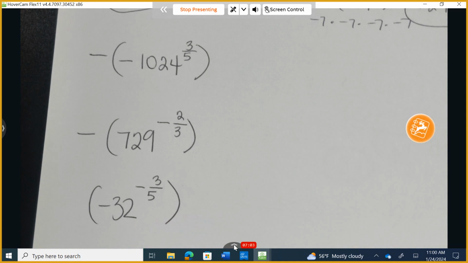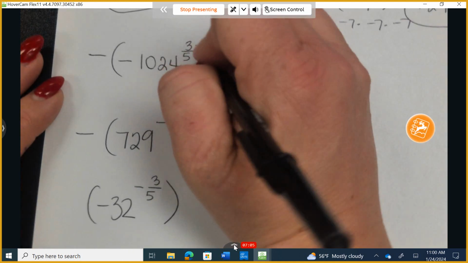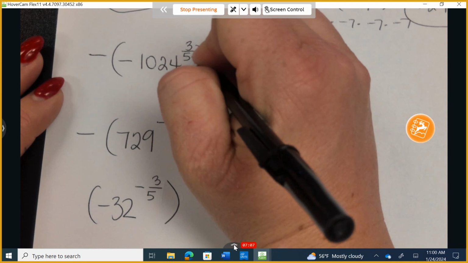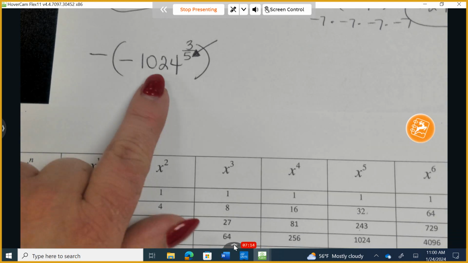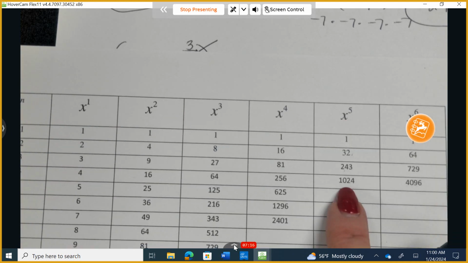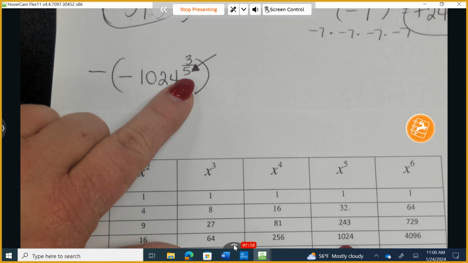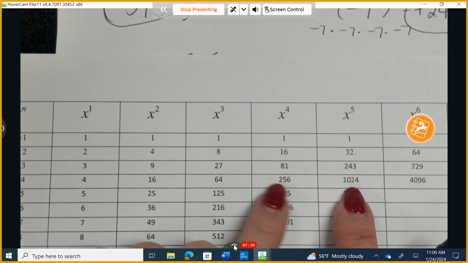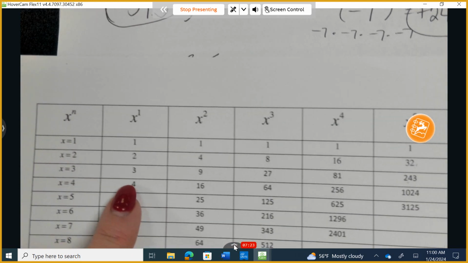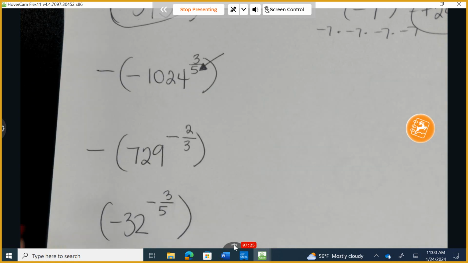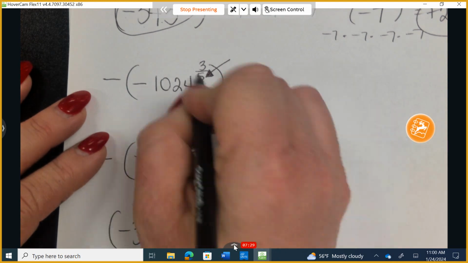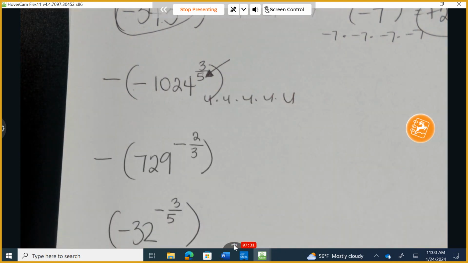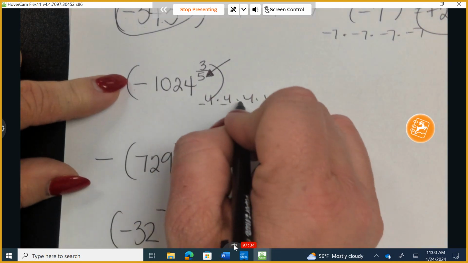Let's look at example number 3. First, please draw an arrow to the 5. So I'm going to go back over here, and I'm going to locate 1024. 1024 is right here in the 5th column. Okay, 1024 is right here. I go all the way back over here, moving it, and I get an answer of 4. So what I'm saying is 4 times 4 times 4 times 4 times 4, 5 times, is 1024, but I need a negative 1024.